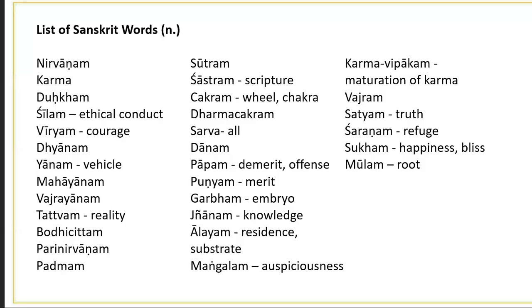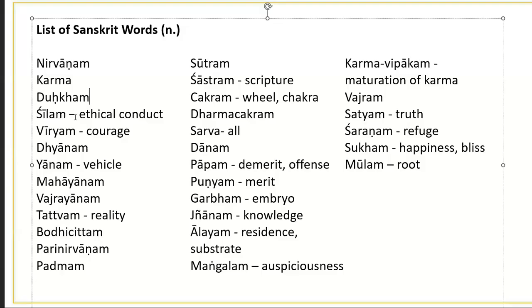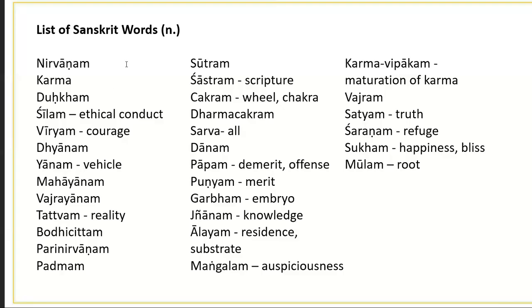And then 90% of neuter Sanskrit words end in m. Nirvanam. Okay, karma is an exception, but dukkham, shilam, viryam, dhyanam, yanam, etc. And then, of course, there are a few other words like karma that is also neuter, but because the word karma comes from the stem karman, and karman becomes karma in the first case. So this is an exception. Otherwise, this is what you can remember. And as a student for now, this is more than enough: 90% of neuter words end in m, 90% of masculine words end in ah, and 90% of feminine words end in i and in a. Is that clear to the questioner?